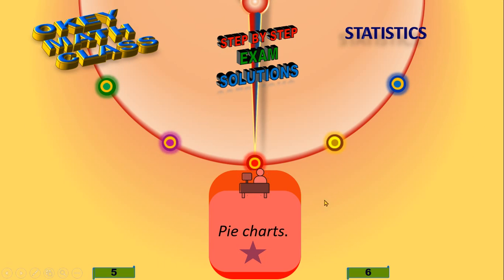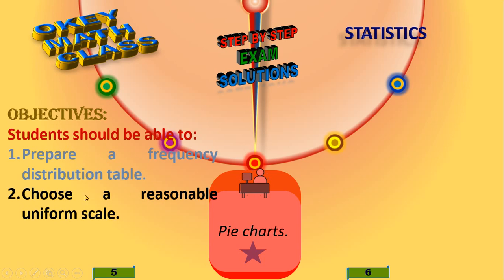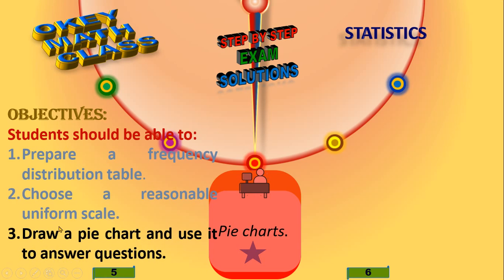Pie charts. Our objectives for this present video are: number 1, prepare a frequency distribution table; choose a reasonable scale; draw a pie chart and use it to answer questions.